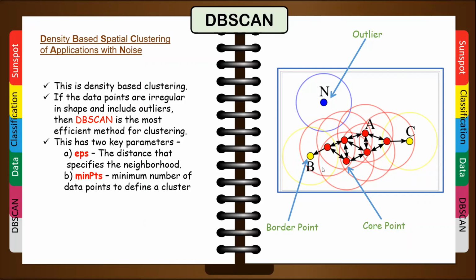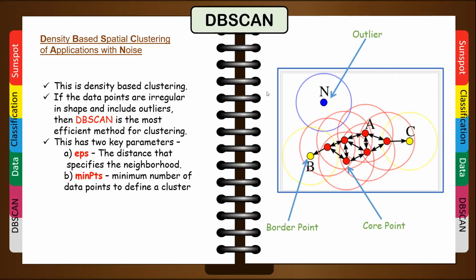So here you can see many data points. These red points are called core points. In DBSCAN, there are two key parameters, EPS and minimum points. EPS is the distance that specifies the neighborhood. Like here you can see, the distance between these two points is defined by the EPS, and the minimum points is the minimum number of data points to define a cluster. We can give 4 or 5 to define a cluster. These two parameters are crucial for the DBSCAN algorithm.